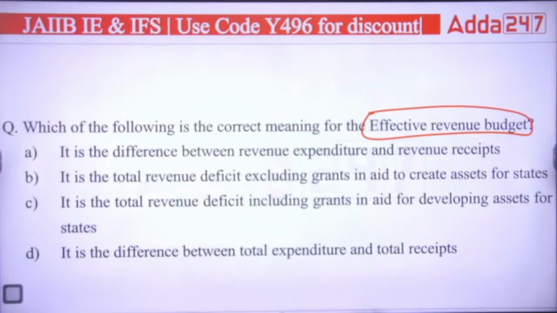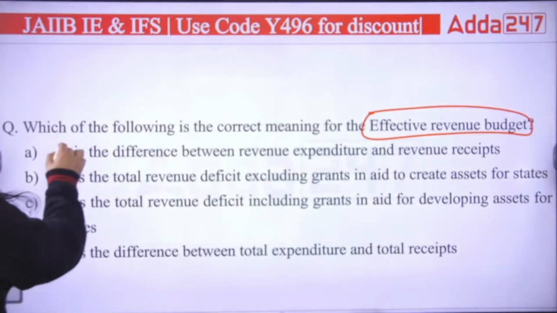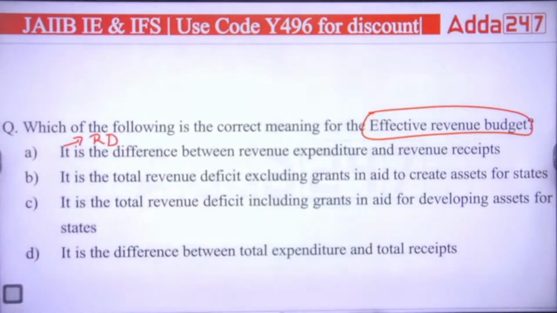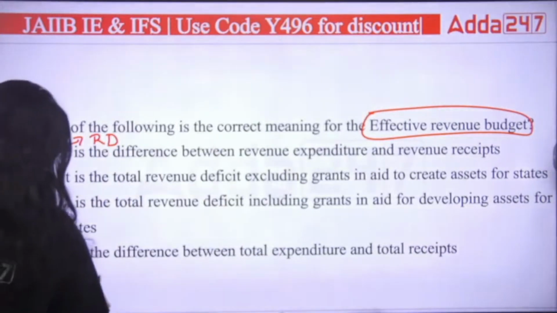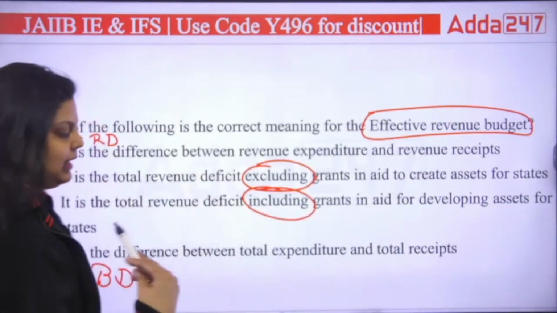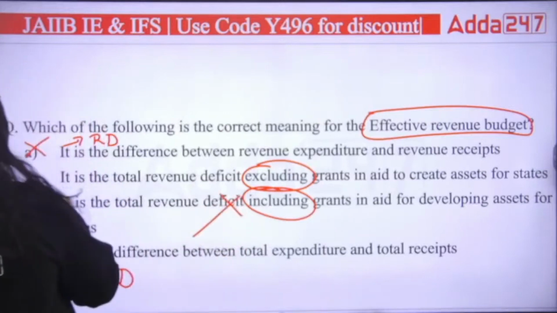So first is saying it is the difference between revenue expenditure and revenue receipts. This is the revenue deficit only. Second is saying it is the total revenue deficit excluding the grants in aid to create assets from a state. Okay, it can be right. Third is saying it is the total revenue deficit including grant in aid for developing assets. Fourth is saying it is a difference between total expenditure and total receipts. The D option is talking about budgetary deficit, so it cannot be A, it cannot be D. You have to exclude. So the right answer will be B.